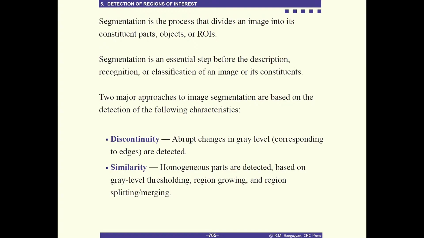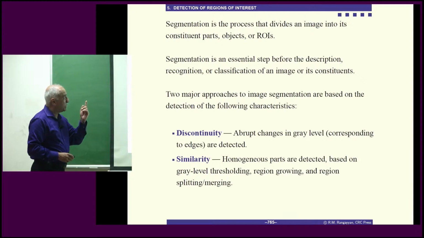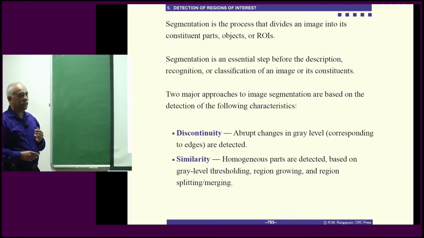Segmentation is the process that divides an image into its constituent parts, objects or regions. So there are benches and tables and this and that and people and so on. So you break an image into all of the parts. Now in medical image processing, we may not want all parts. So segmentation is an essential step before description, recognition, or classification.